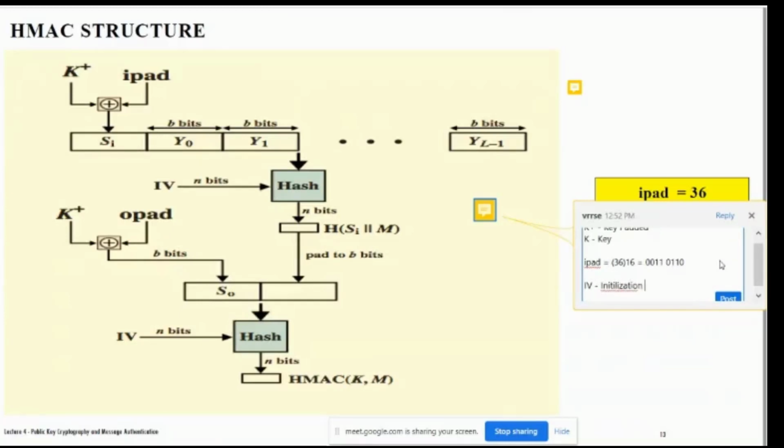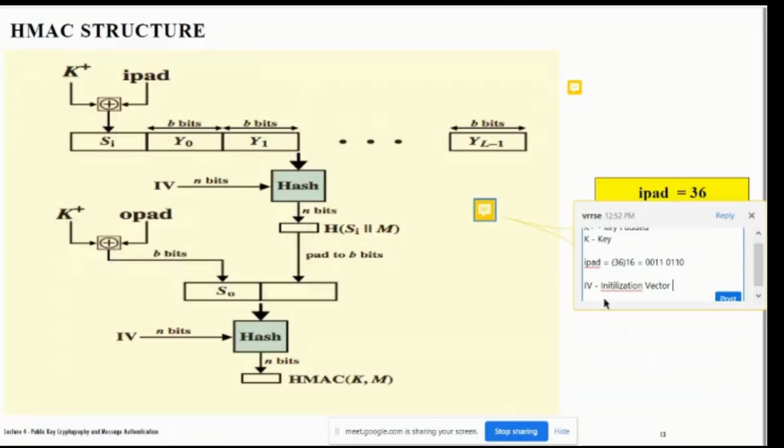That is called the initialization vector. This initialization vector is the initial value. So the initial value is going to be your key. I'm giving my key plus my data, and it is calculating the hash value. Now the output is coming.